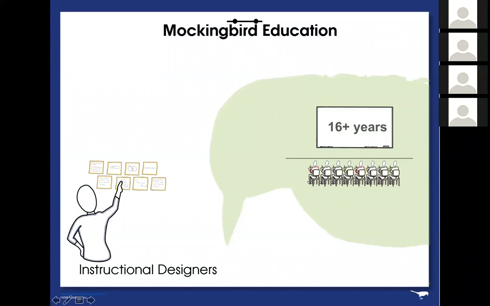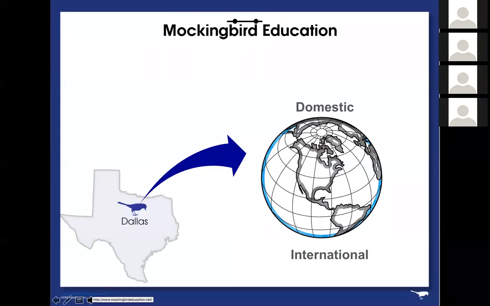But we've been doing this work for over 16 years. We do this work both domestically and internationally. So you'll find us all over the US in different places, but we also do work in Central America. I just got back last week from doing some work in Tanzania, in Africa. So you'll find us all over the globe doing this kind of work.